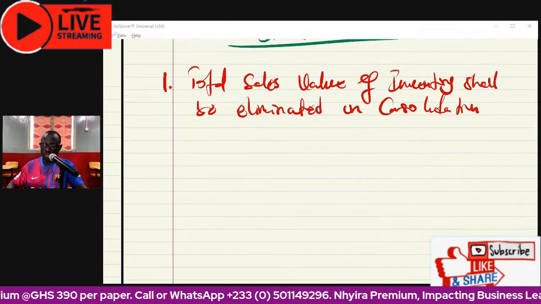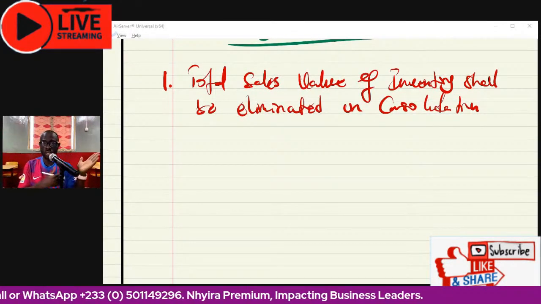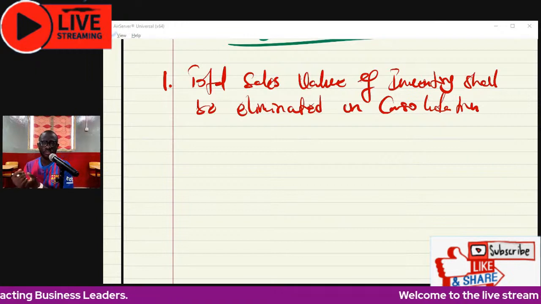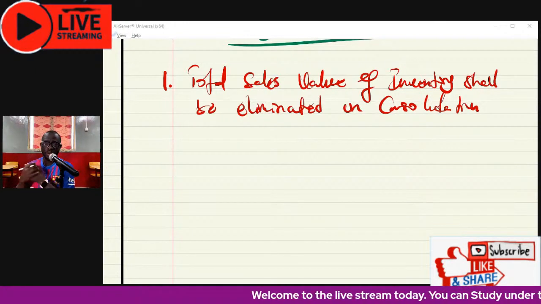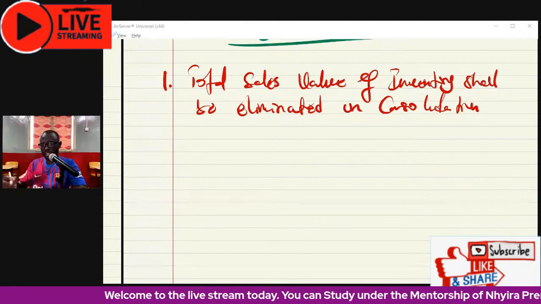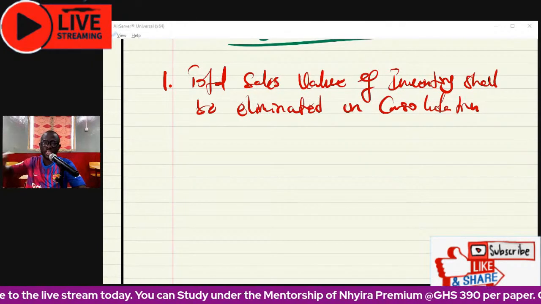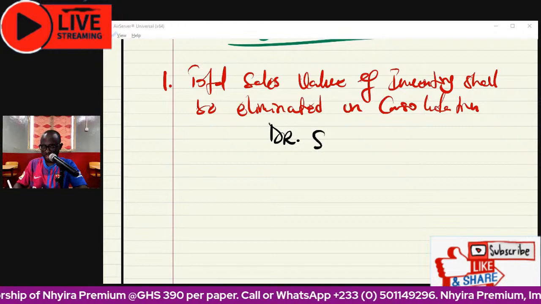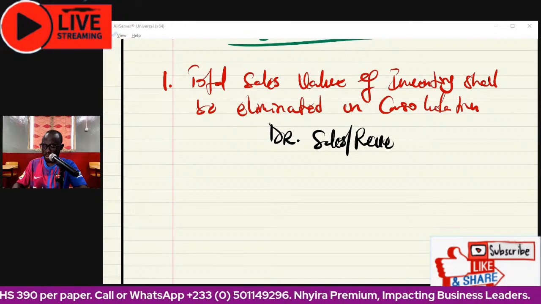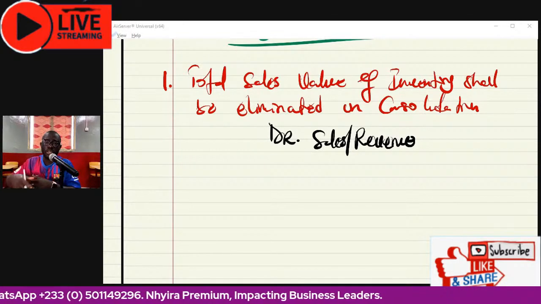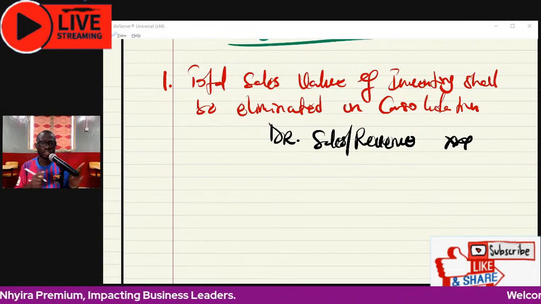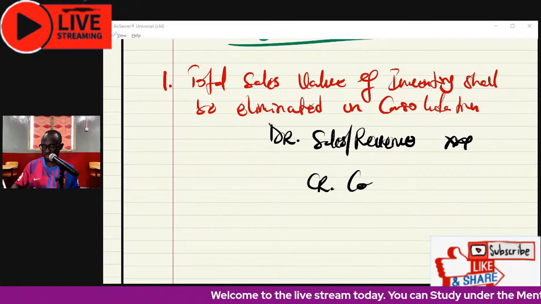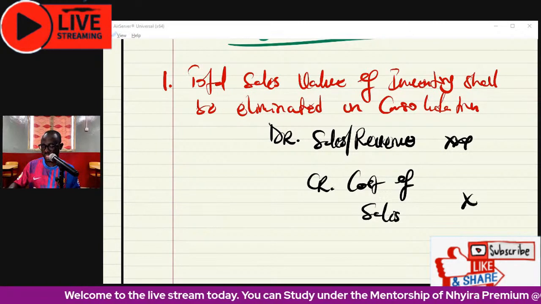What does that mean? It means that the total sales that occurred between the parent and the sub shall be eliminated. Now remember, on the consolidated financial statement, whether the parent is selling or the subsidiary is selling, the sales figure would have to be eliminated. How do we eliminate it? We eliminate it by deducting it from the sales figure or the revenue. So we debit revenue. Remember, revenue keeps a credit balance, so when you are debiting revenue, it means you are deducting it. Then cost of sales is an expense, which keeps a debit balance, but then we are going to credit cost of sales.